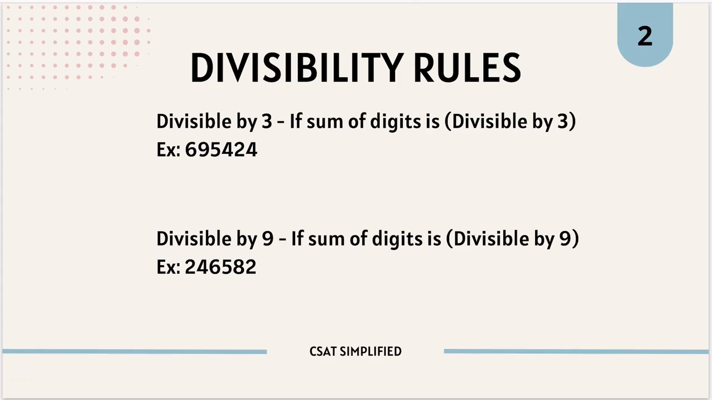So this big number is given to you. Now they are asking you, is the number divisible by 3? What are the ways? You either divide it completely by 3, check the remainder and give me the answer, or the divisibility rule says you do the sum of the digits. Sum of the digits means 6 plus 9 plus 5 plus 4 plus 2 plus 6.